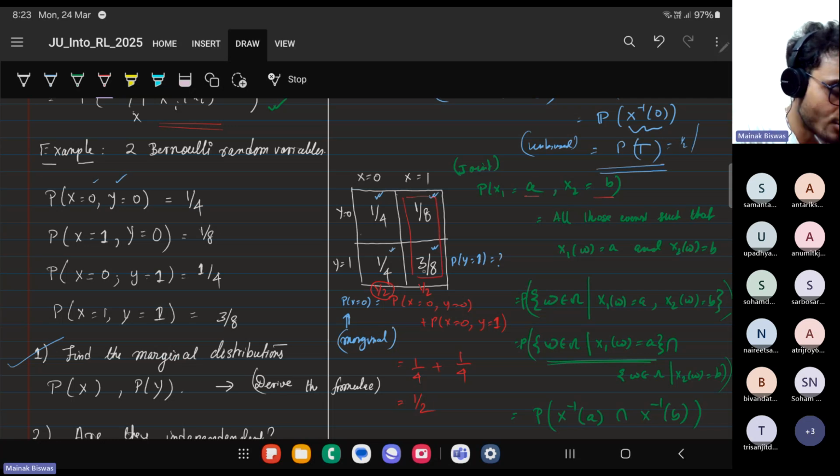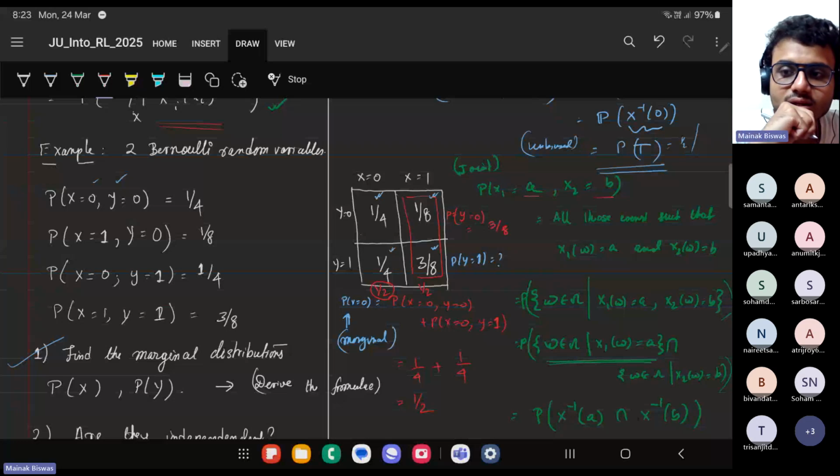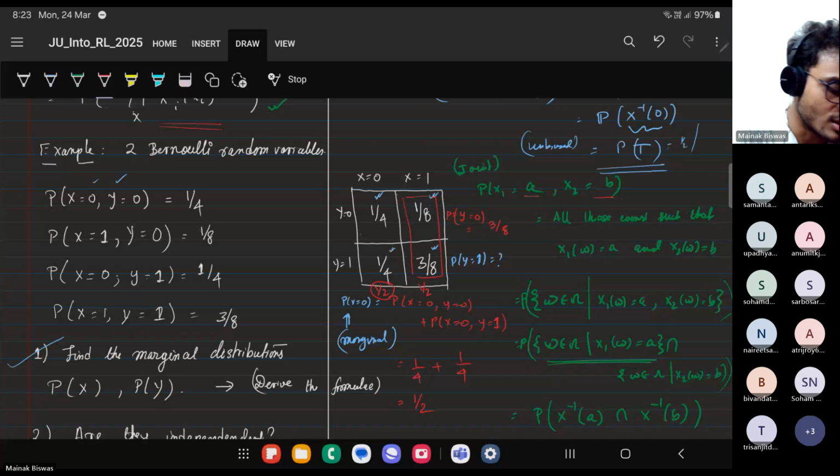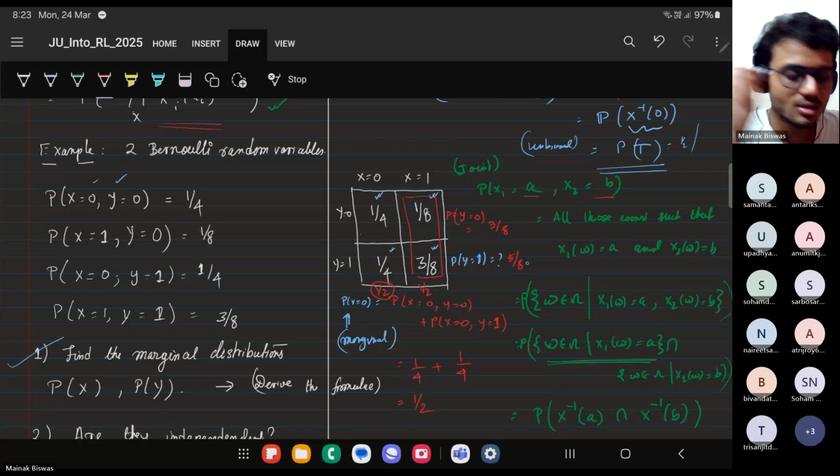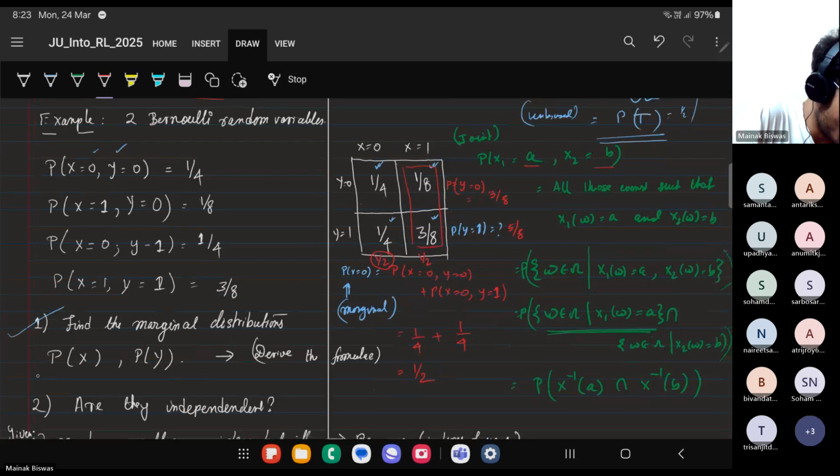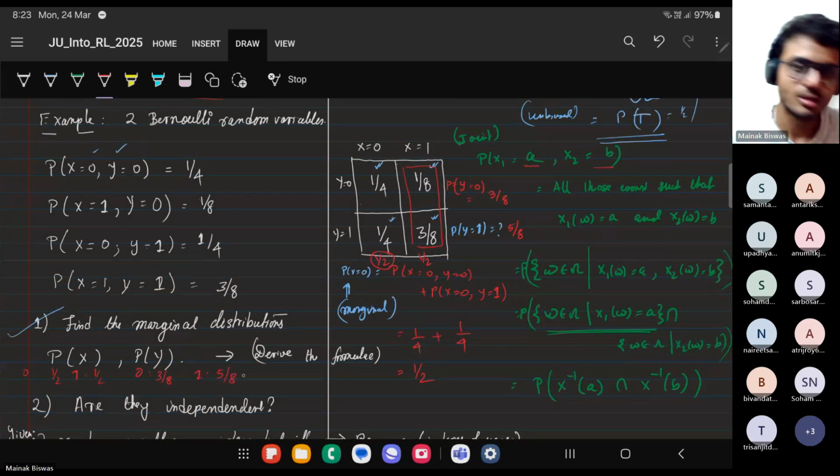What is the probability of Y equal to 0? 3 by 8. And what is the probability Y equal to 1? 5 by 8. Correct? Any questions? So the marginals are: 0 is 1 by 2, 1 is half, 0 is 3 by 8, and 1 is 5 by 8. Fine, any questions?